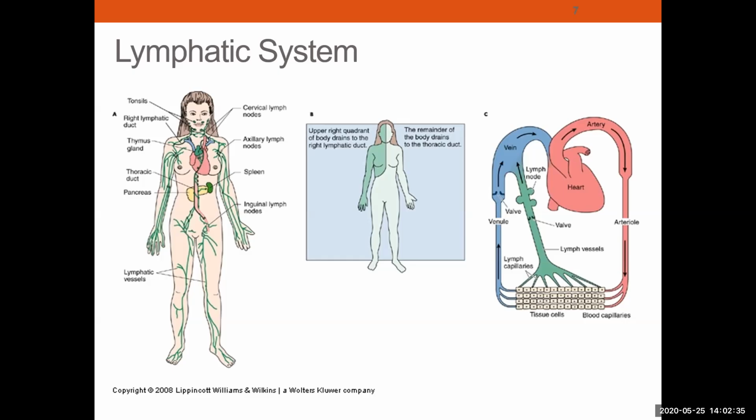So you'll see when we have oxygenated versus unoxygenated blood, the veins and the arteries, the veins pertaining to blue, and then the arteries are the pink side here. The upper right quadrant of the body drains to the right lymphatic duct. The remainder of the body drains in the thoracic duct.